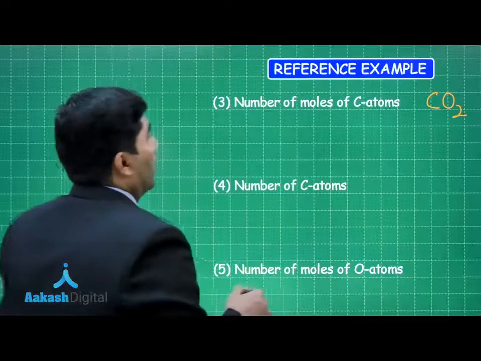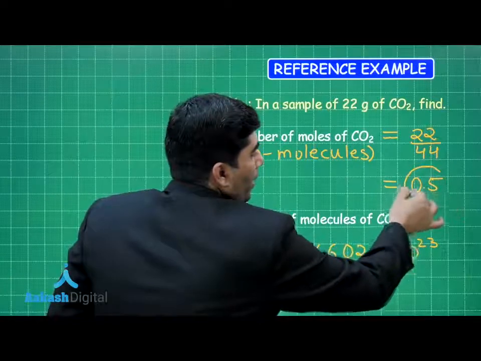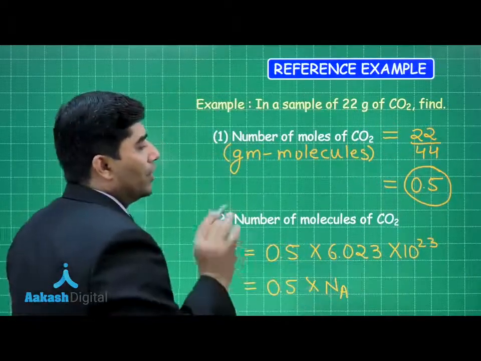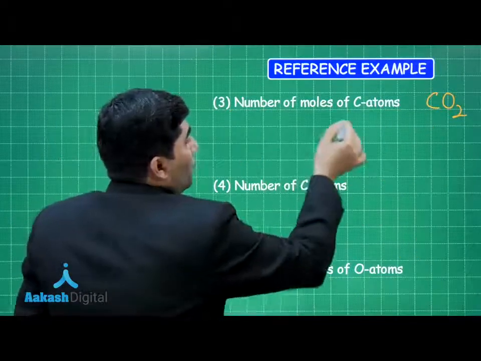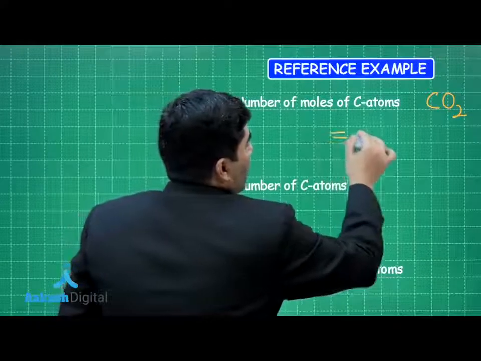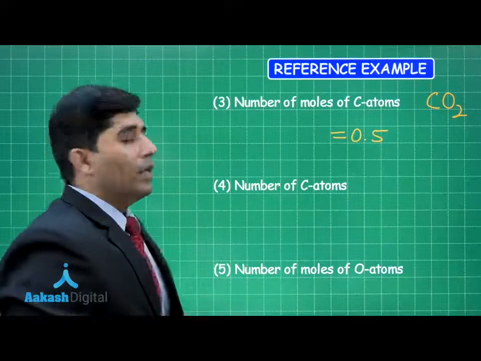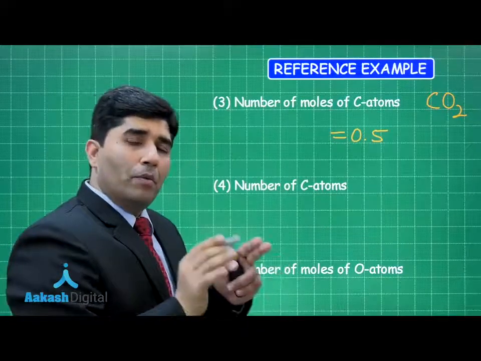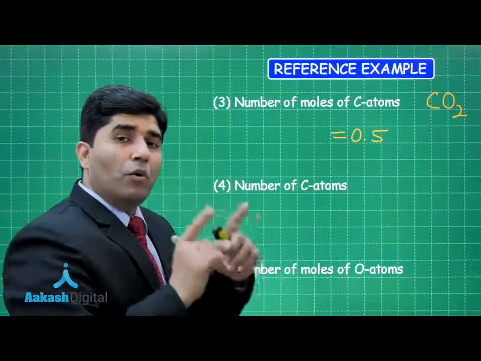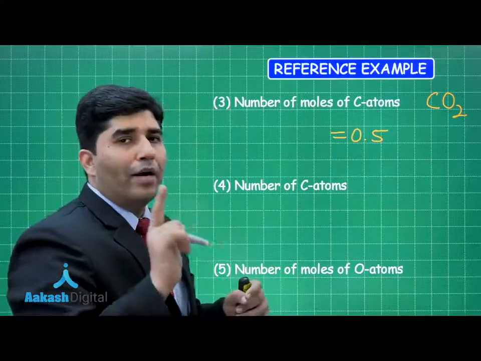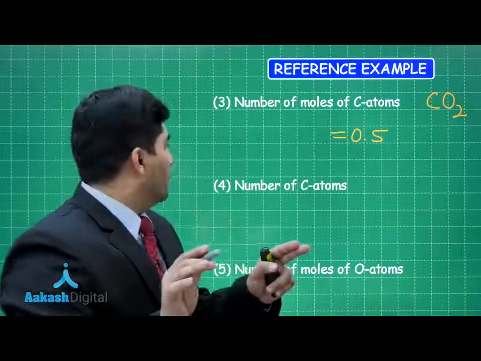So, we have 0.5 mole of CO2. Therefore, the number of carbon atoms will be equal to 0.5, because the number of carbon atoms will be equal to the number of carbon dioxide molecules, as in each molecule of carbon dioxide only one carbon atom is present. Therefore, they will always be the same.